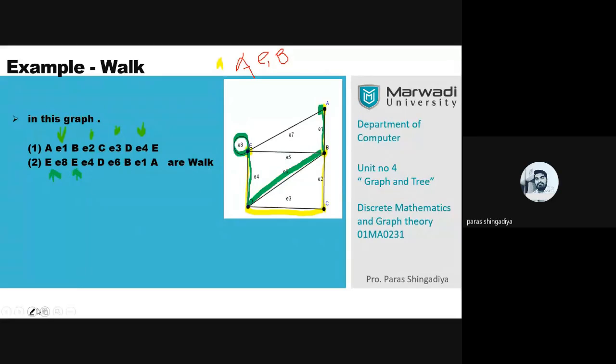Let us consider another. I start with vertex C. Start with C, then I move on E3, reach D, then I shift to vertex B, E6B, then reach E via E5, vertex E. And then E7A, then again E1B. So that is one walk. Here you can check that B is repeated, because we have to move this way: D, then B, then E, A, and again reach back to B. So that is possible.